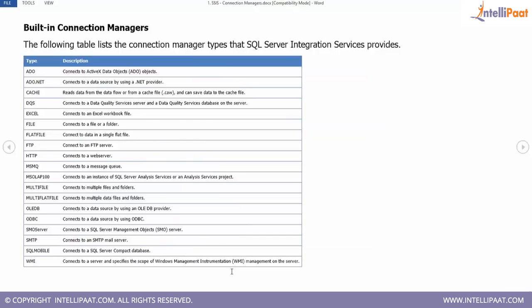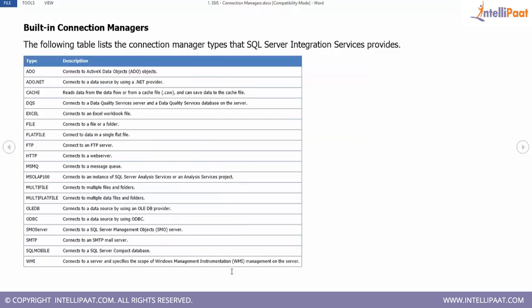Then we have the cache connection manager. This is a temporary storage connection manager, which is part of SSIS. If we have to deal with any temporary data as part of the SSIS package workflow, when a package gets executed, only during the process of its execution, if a set of data has to be temporarily stored in RAM, then we use this cache connection manager.